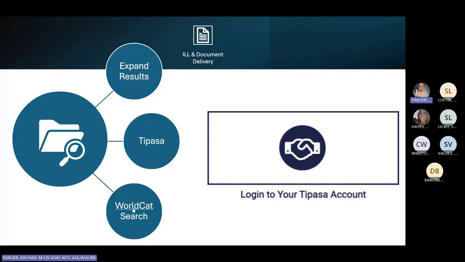Finally, you can log into your Tipasa account and do a WorldCat search. So if you're not exactly sure what you're looking for, or you have an incomplete citation, you can also search WorldCat to see what we might be able to get through interlibrary loan and place a request through Tipasa that way.